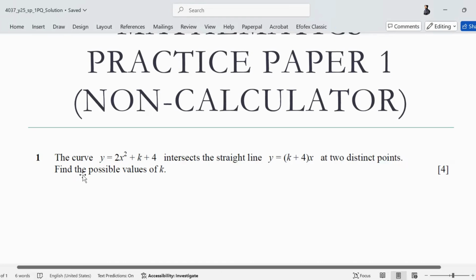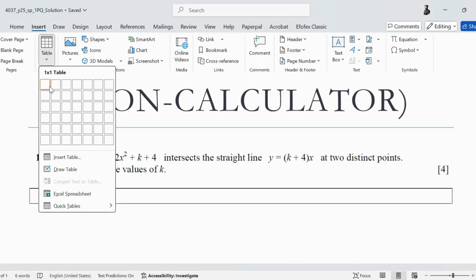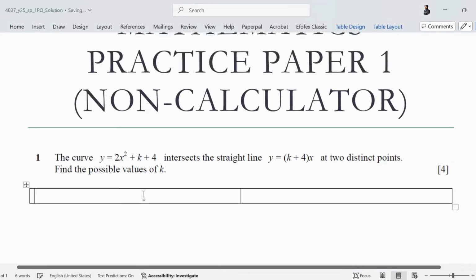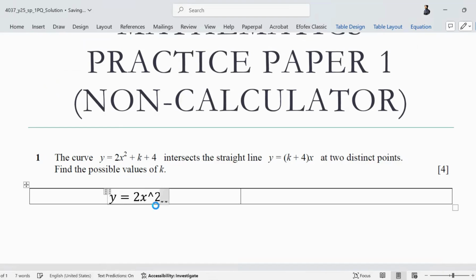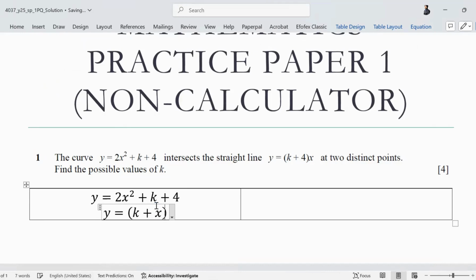So the first question says that the curve y equals 2x squared plus k plus 4 intersects the line y equals k plus 4x at two distinct points. Find the possible values of k. So if I wanted to find their point of intersection, I would have to simultaneously solve both the equations. And as both are in terms of y, I can simply equate one with the other.